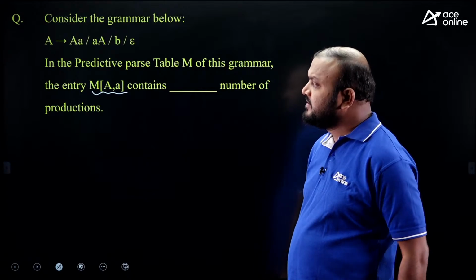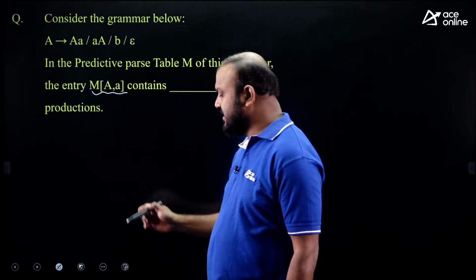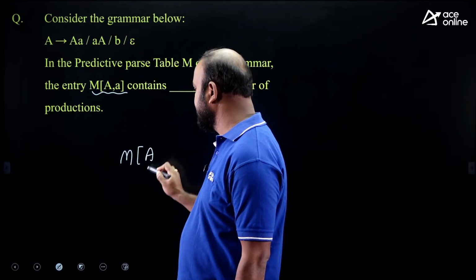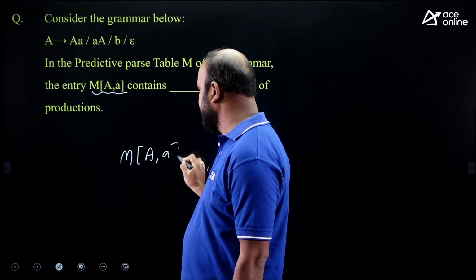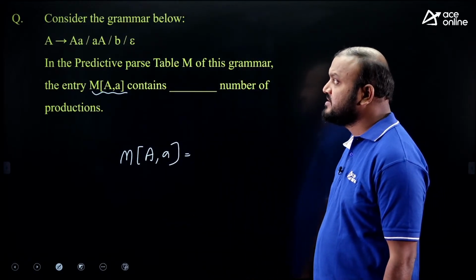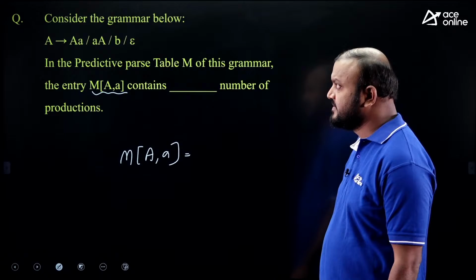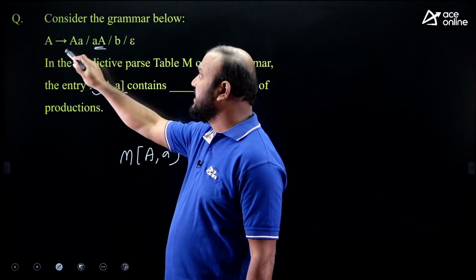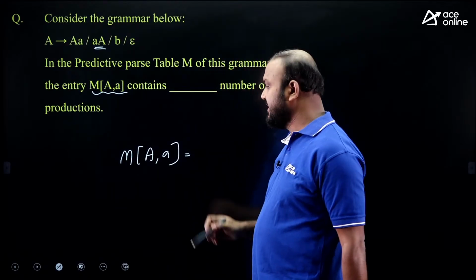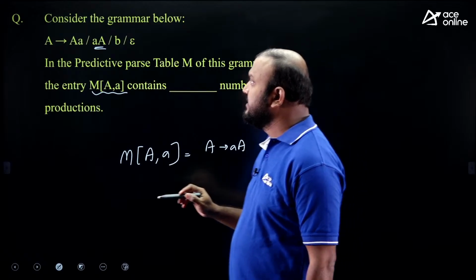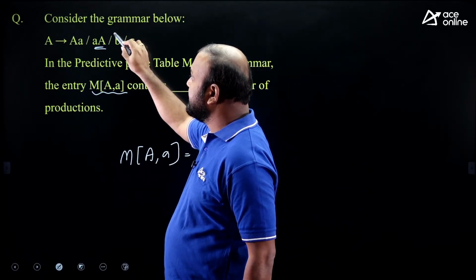So what is the question? Entry M of A comma A. M of A comma A means parse table, A row, A column. In the A row, A column, we write only the A productions. What are the A productions? These are all the A productions. A tends to A, we write in the A row, A column because first of A is A. So A tends to A will come, and this is going to occur in the B column.